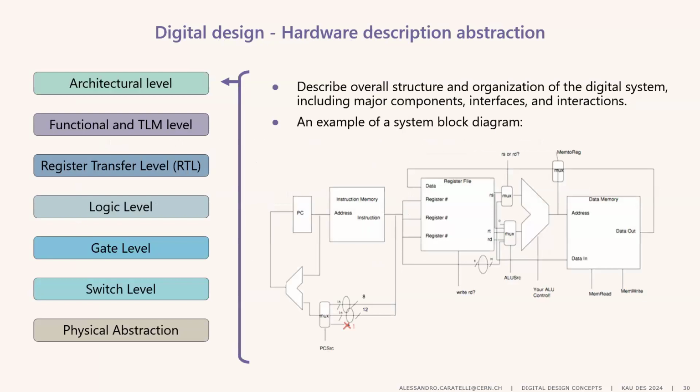And so before actually going to the design phase, it's important to understand the different abstractions that you can have at the level of a digital design. So the same circuitry can be represented at different levels of abstraction. Let's start from the architectural level. At the architectural level, you describe the overall architecture, the organization of the digital system, the major components, the interfaces, the interaction. And here you have, for instance, a block diagram. You can do this in some dedicated languages like SystemC and so on, but you're describing the architecture of the system.